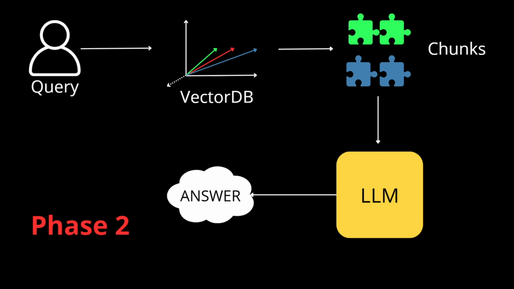For phase 2, the user asks a question. We will use the embedding function to create another vector, and the goal here is to ask the vector database if there are some vectors close to the vector associated with the question. If there are, we will use the associated chunks of text to create a context, and we will give the context to the LLM. So the LLM will answer the question using the documents we have in the folder.